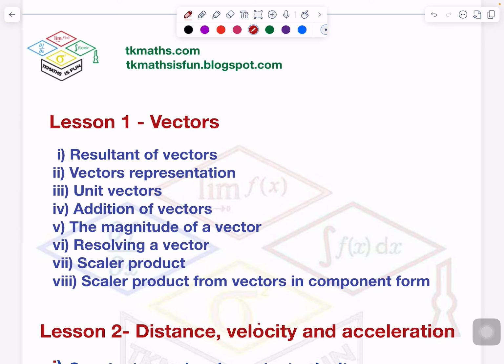So my first video on the lessons will be vectors, and it will cover these concepts: resultant of vector, what is vector representation, what is unit vector, addition of vector, magnitude of vector, resolving vector, product, and scalar product from vectors in component form.